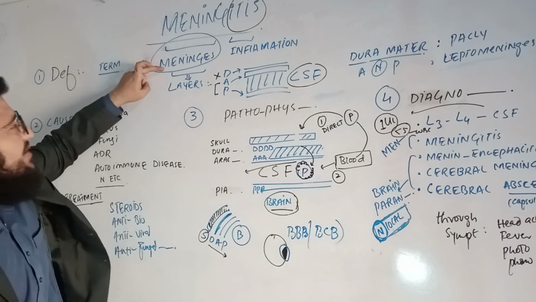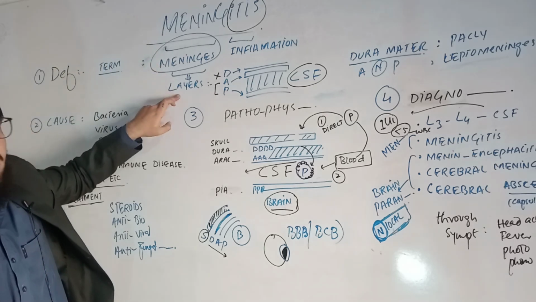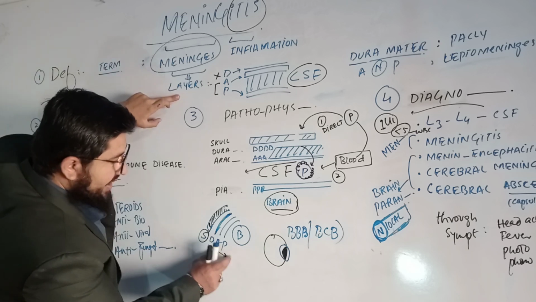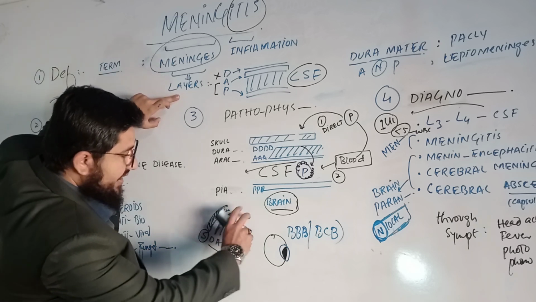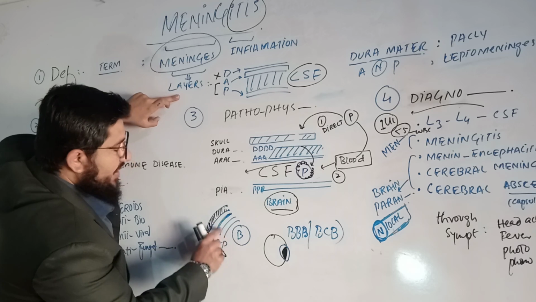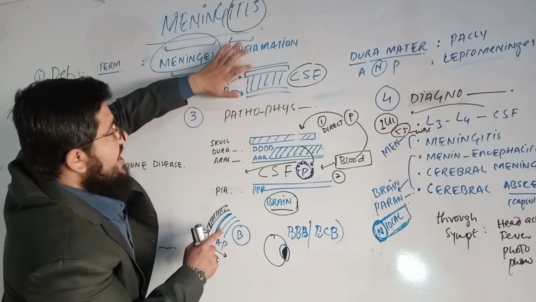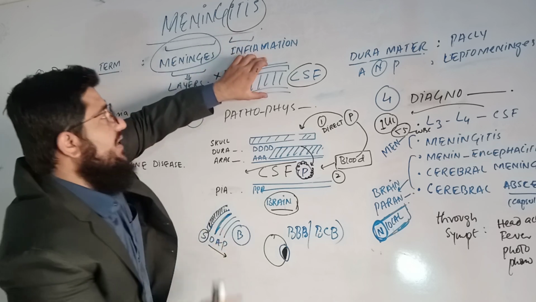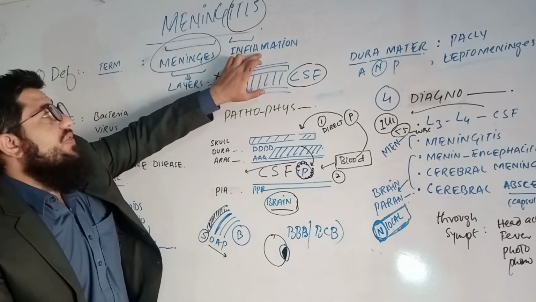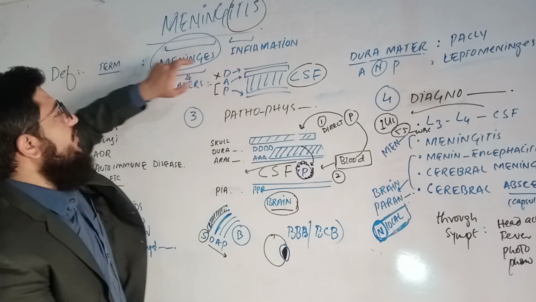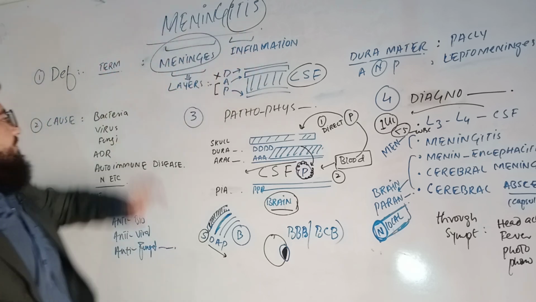Okay. Now what are meninges? Meninges are actually the layers that are protecting our brain. One, two, three layers which are protecting our brain. So these are the brain layers, they are protecting our brain, and these layers are called meninges. So if we find inflammation in these layers, that is called what? Meningitis. So inflammation of the meninges is meningitis.